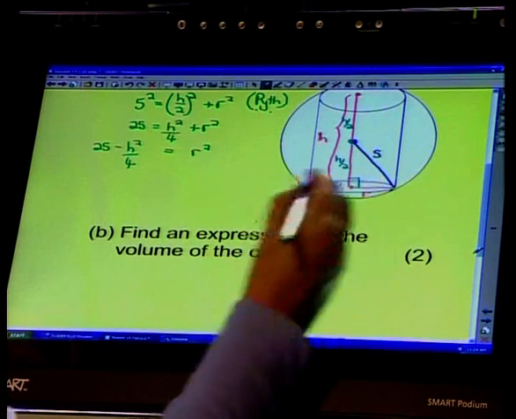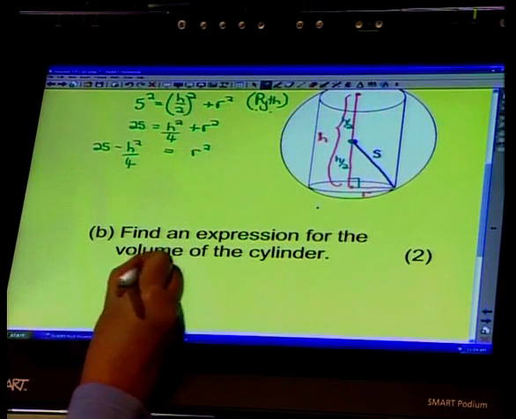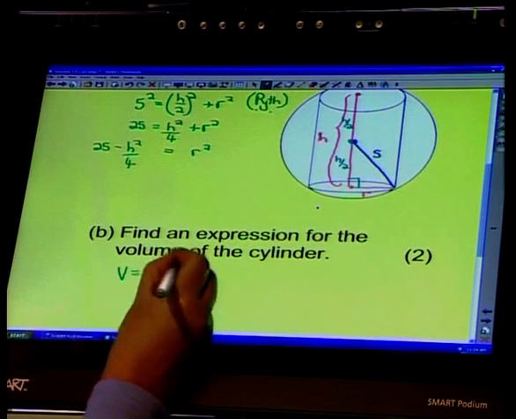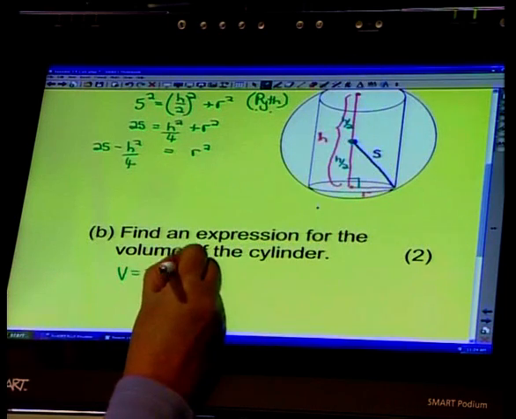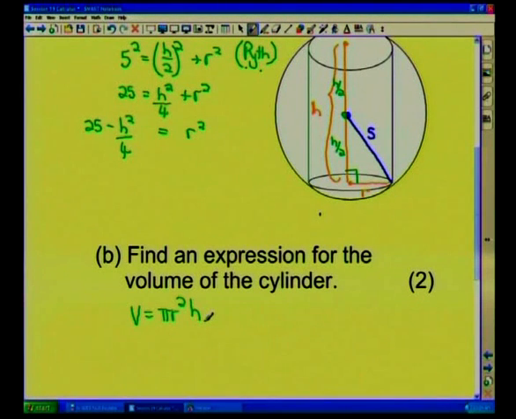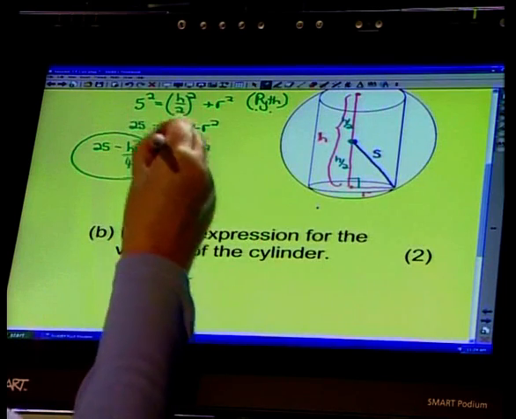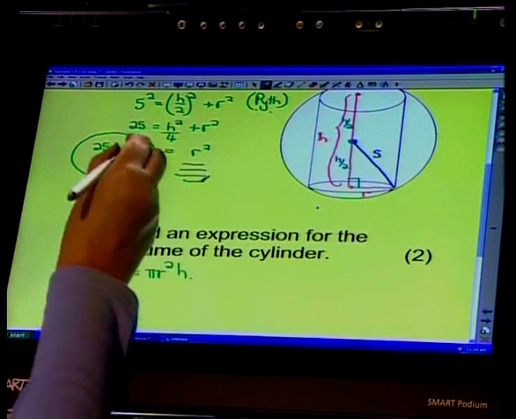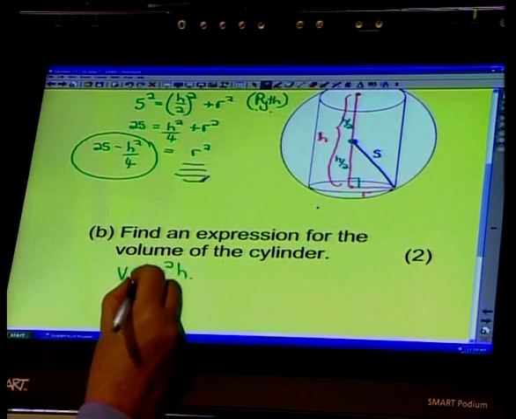Think of a Coke can or a glass, something of that sort of shape. That bottom thing is a circle. So what we're going to do is find the area of a circle, which is pi r squared, times the height. Okay, now they want an expression for the volume. So now we can change it all to h, because we know that r squared is equal to 25 minus h squared over 4.